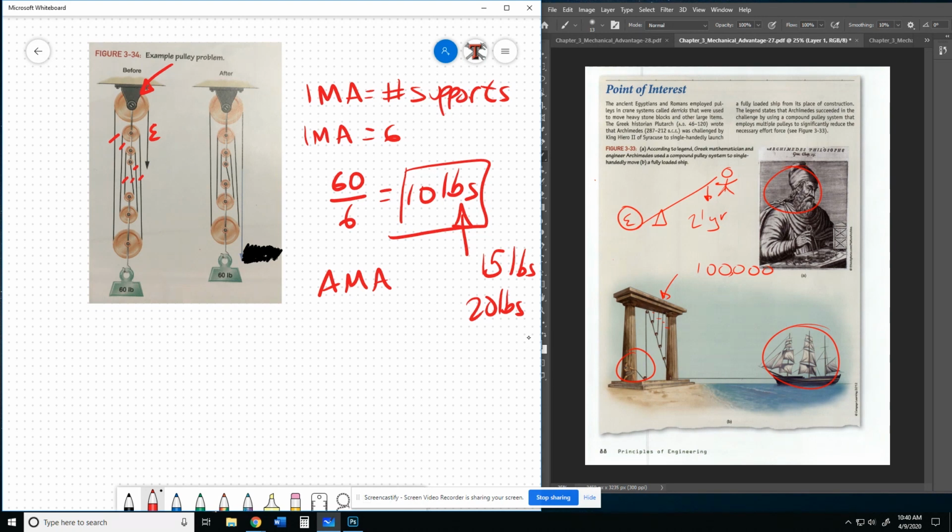Well, if it was 20 pounds, then really the IMA wouldn't be 6. It would be 60 divided by 20, which would be 3. And that depends on what they give you as part of the problem. And we're going to tackle one of those next as a finishing exercise.